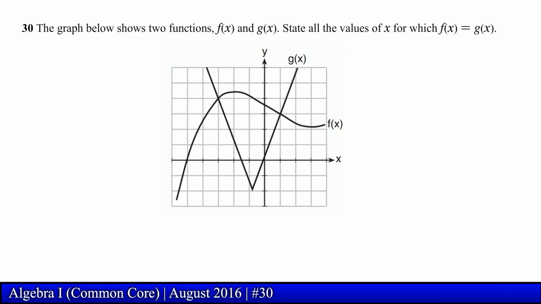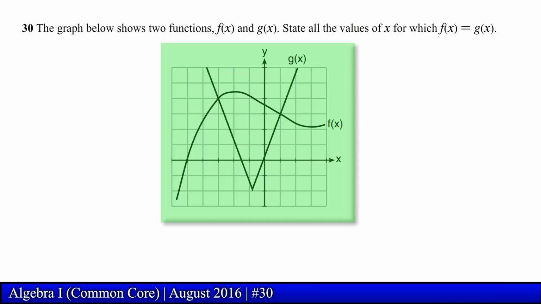In this problem, we are provided with a graph of two distinct functions. We need to determine the value of x for which the functions equal one another. To figure this out, we're going to analyze the graph that is provided to us.